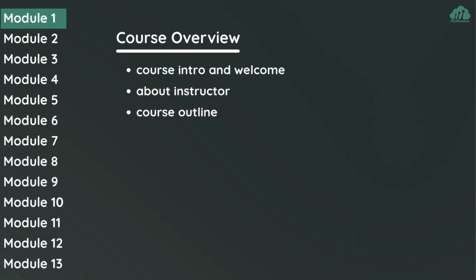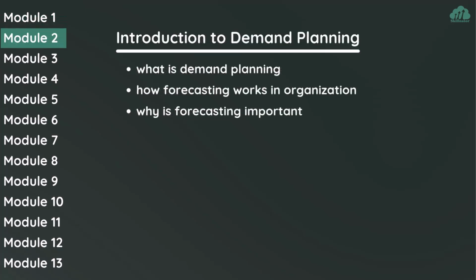The course is divided into 13 modules. Module 1 to 2 focus on the fundamentals and foundations. Module 1 is the course overview. This is where we are right now. And in Module 2, we'll do a quick introduction to demand planning. You'll understand what demand planning really is, how forecasting works in organizations, and why forecasting is important for businesses. This section builds the foundation for everything that follows.